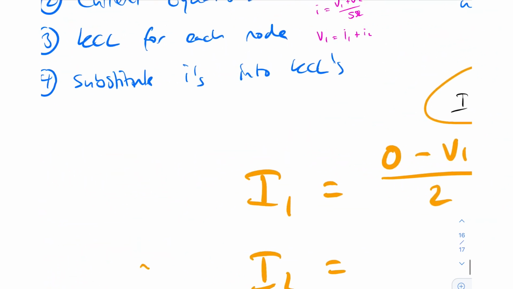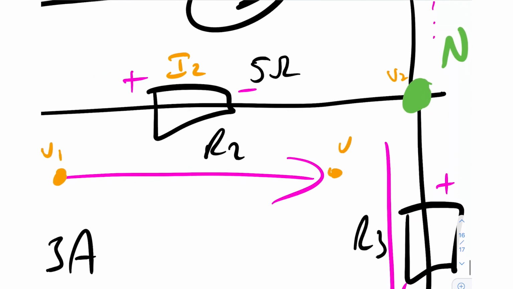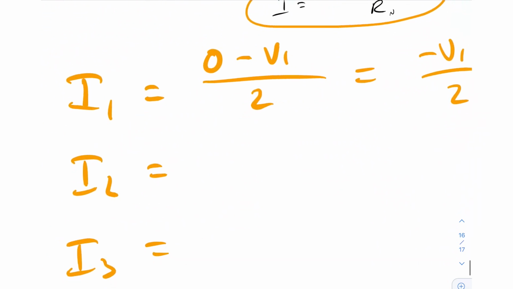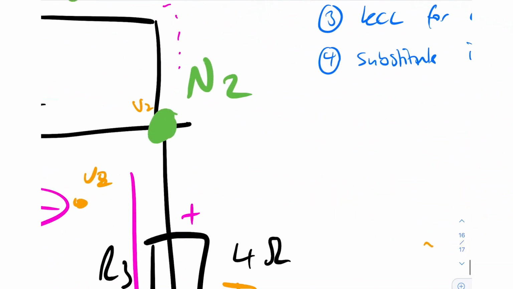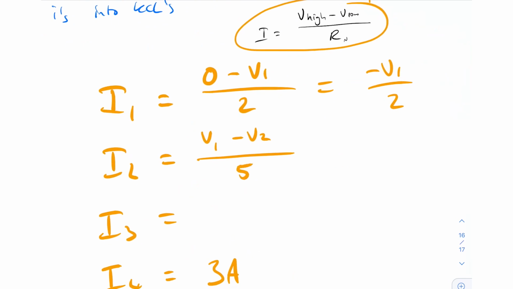Alright, so we've got V high minus V low. So we're saying that current is flowing from here to here. So the higher point is V1 and the lower point over here is V2. So we can just say that the current at I2 is equal to V1 minus V2, all of that divided by the resistor value, which is 5 ohms. So V1 minus V2 all divided by 5. Now remember, this is all just basically coming from V equals IR, right? V equals IR, and I is equal to V divided by R. Right, this is where we're getting all of this from.